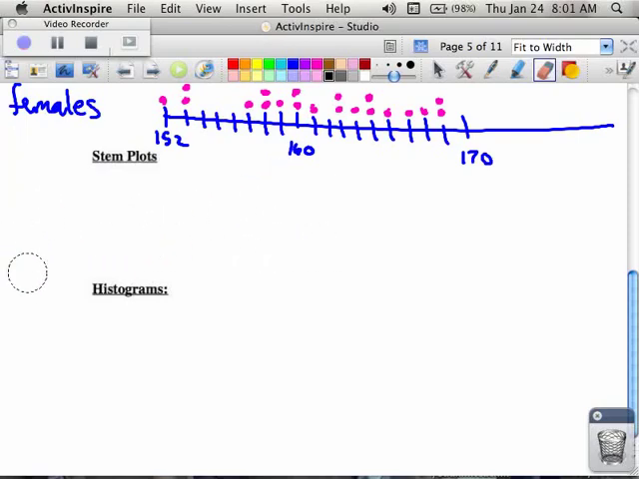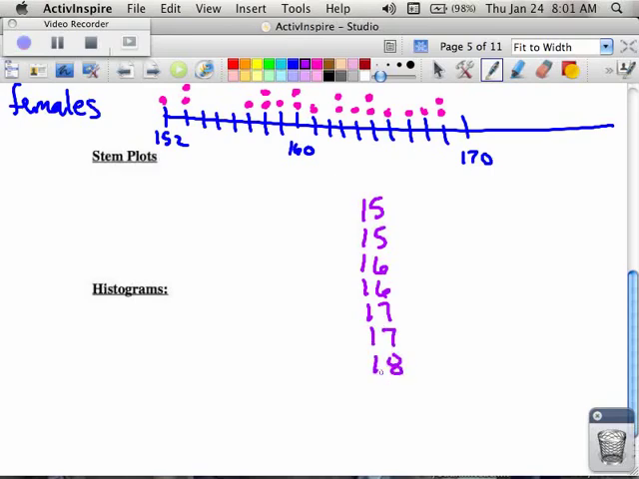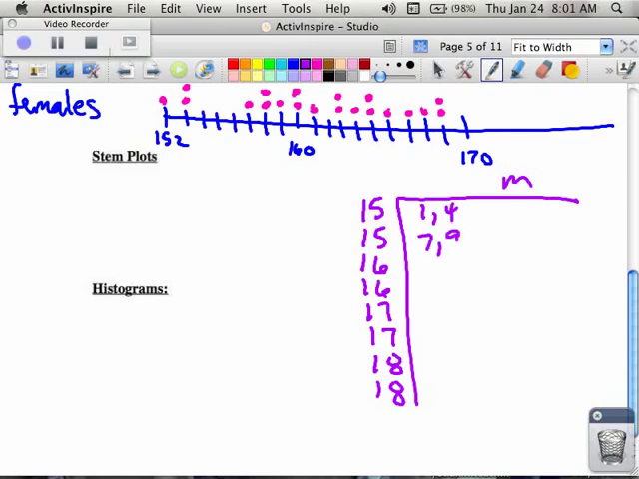So for the males, if I'm doing the 150s, instead of having just 150, I'd go 150, 150, 160, 160, 170, 170, 180, 180. Here would be my males. So for the 150s, I'd have 1 and 4. Again, some of these numbers might be wrong, but bear with me and you'll get the idea of what's going on.